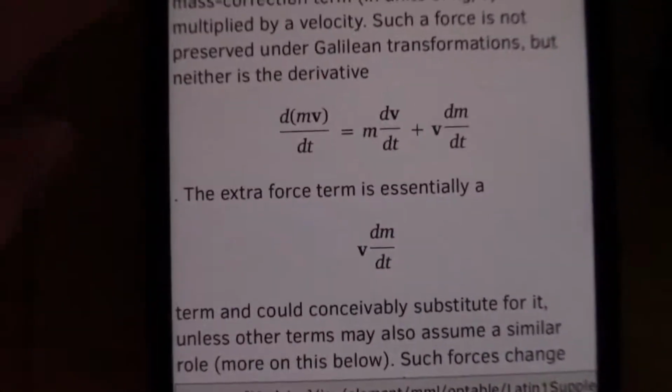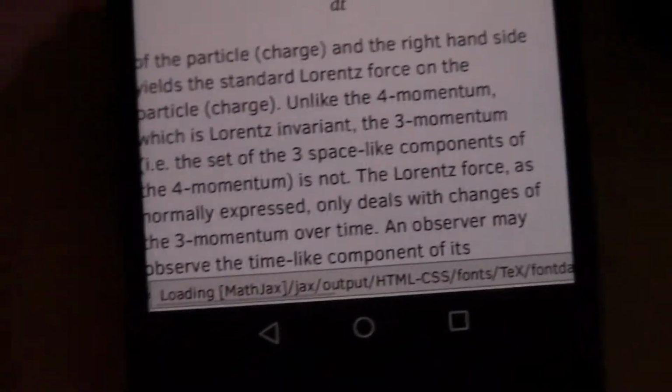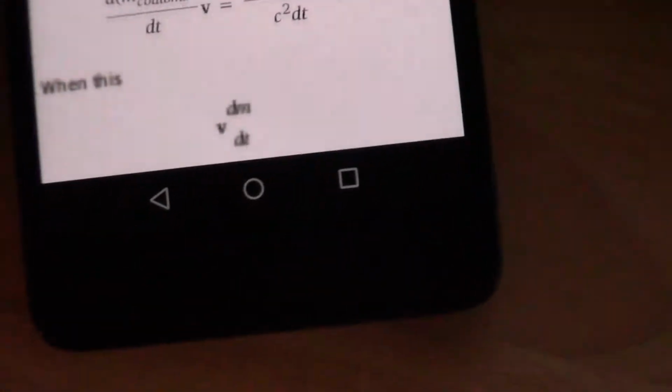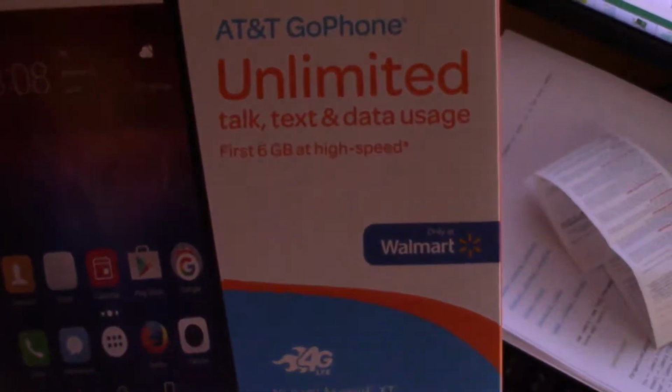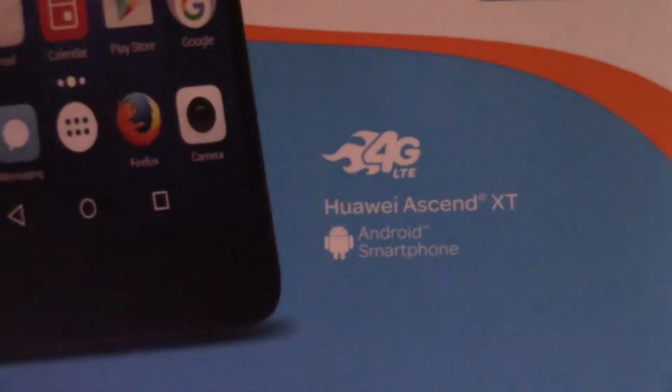So yeah, I got a faster phone now. It's actually a Huawei phone, the big one. I forgot which one it was. Actually, it's over here. All right, Black Friday deal, $50 during Black Friday. It's a Walmart phone. It is a Huawei Ascend XT Android phone. Looks kind of like an iPhone. It's cool, an iPhone Plus. Hopefully it doesn't gimp out on me.